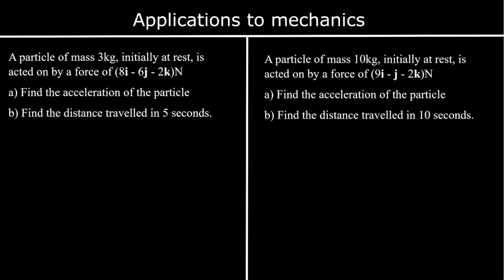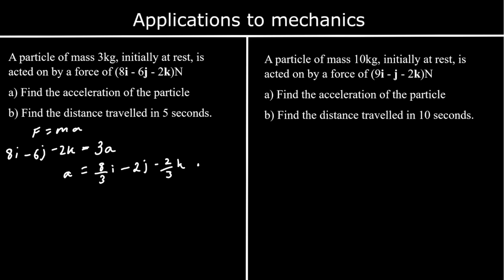A particle of mass 3 kilograms, initially at rest, is acted on by a force 8i minus 6j minus 2k newtons. Part A, find the acceleration. So again, F equals ma. So our force, 8i minus 6j minus 2k, equals the mass, which is 3, times the acceleration. So to get acceleration, we just divide by 3. 8/3 i minus 2j minus 2/3 k meters per second squared.